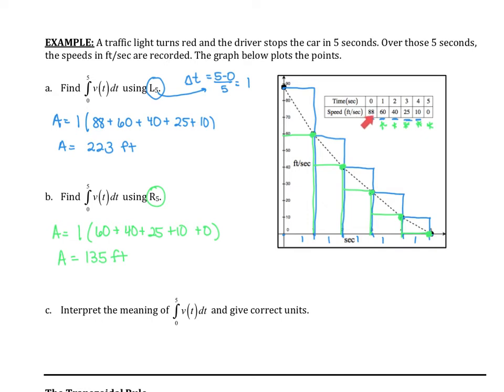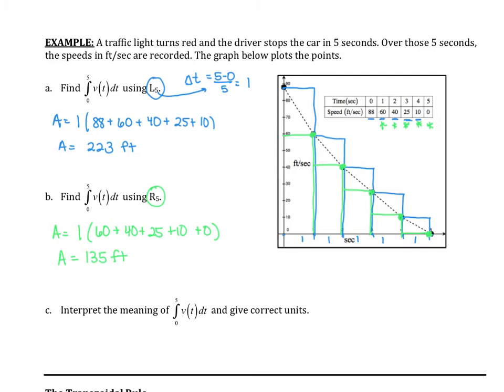You'll notice on the table of values, however, that if I'm finding the left-hand sum, I'm using the leftmost values. And if I'm finding the right sum, I'm using the rightmost values for the height. Keep that in mind. That'll come in handy when we look at just a table. Now it says interpret the meaning of this and give correct units.